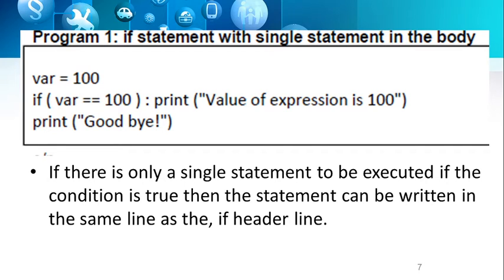Here you can see a program where a variable is assigned the value 100, and we are checking the condition: variable is equal to 100. This condition will be evaluated, and see there is a colon after the if statement. If that is true, the statement just after the if statement, that is print value of expression is 100, will be executed only if this condition is true. If it is false, it automatically goes to the next statement in the sequence. Here the next statement in the sequence is print goodbye.